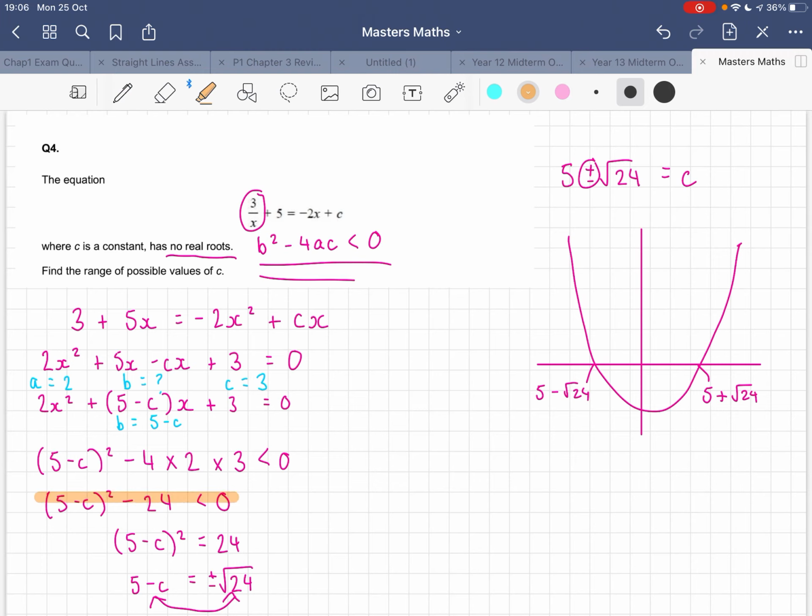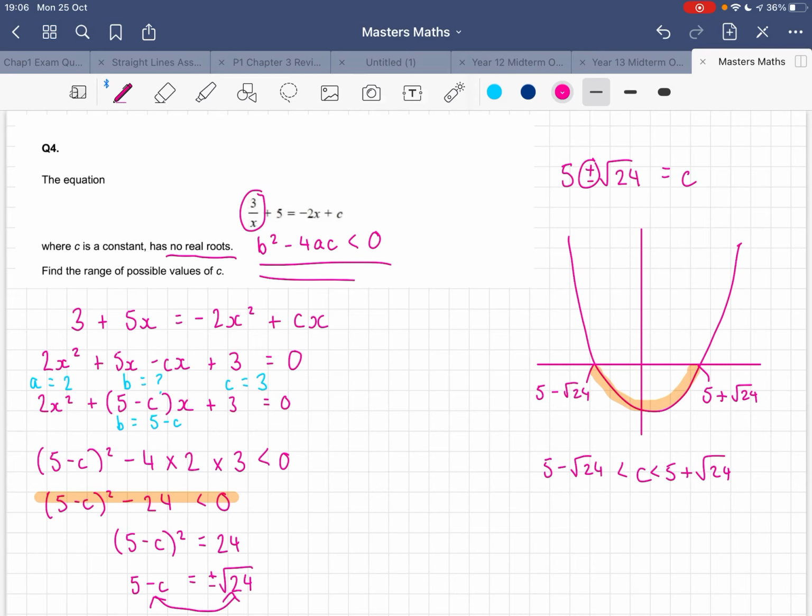So that means we're looking underneath the x-axis. We're looking at all the negative y values. These are all here. So that means C is in the middle of 5 minus root 24 and 5 plus root 24. So C is in the interval between 5 minus root 24 and 5 plus root 24. That's the bit that gets a bit confusing.